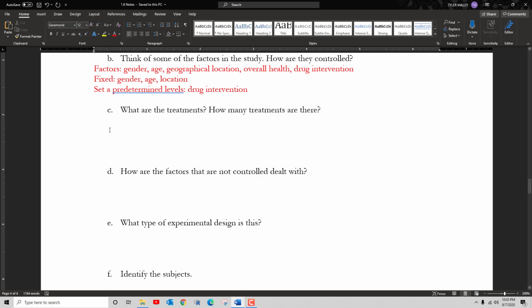The next one says, what are the treatments and how many treatments are there? Reading through that, the treatments are the experimental drug and the placebo. Those are two things going on, so there are two levels of treatment.